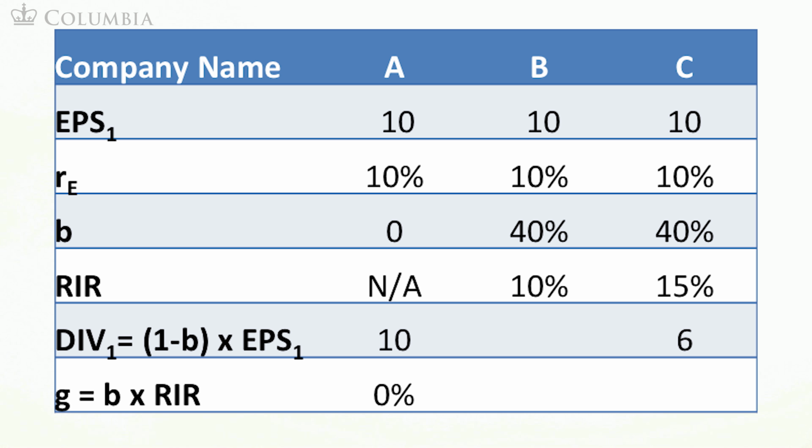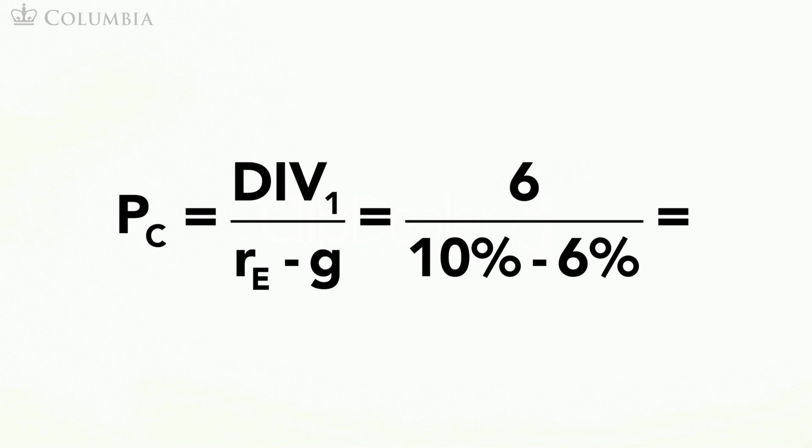Finally, the dividend growth rate is given by the product of the retention ratio of 40% and the reinvestment rate of return of 15%, that is 6%. Plugging these numbers into the Gordon growth formula leads to a price of $150.